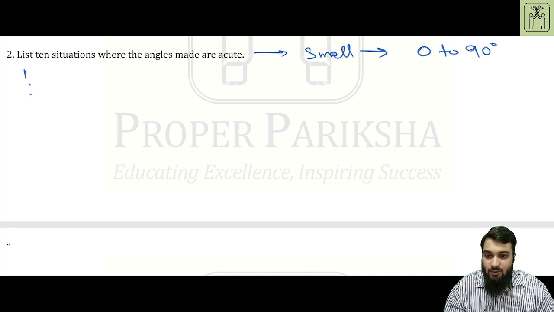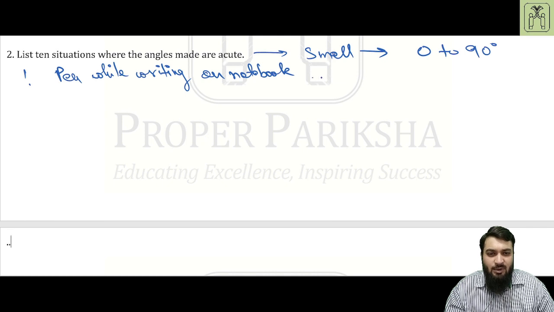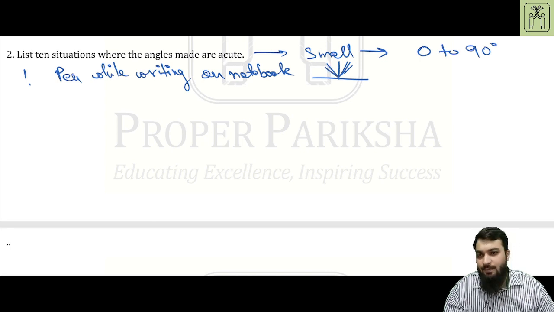Okay, so first, pen while writing on notebook. For example, this is a paper. No one writes while holding the pen like this. Everyone has the pen a little bit tilted on either side, depending if he's a righty over here, if he's a lefty over here. Okay.